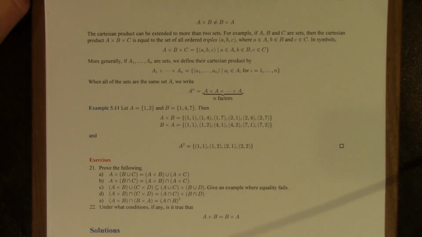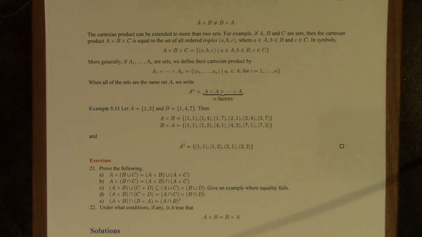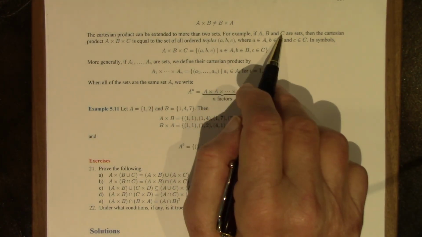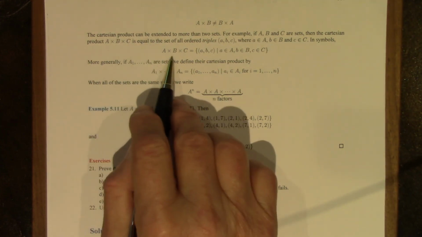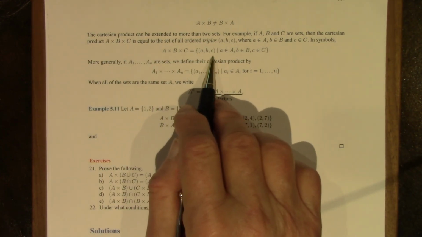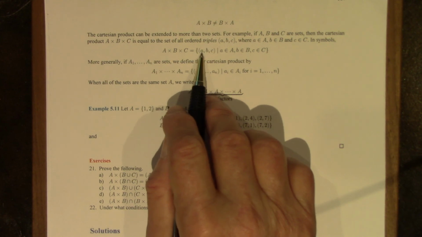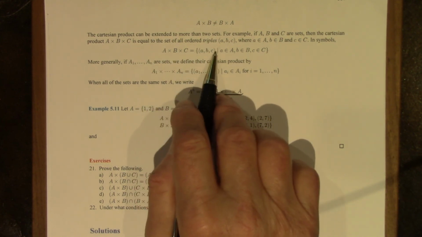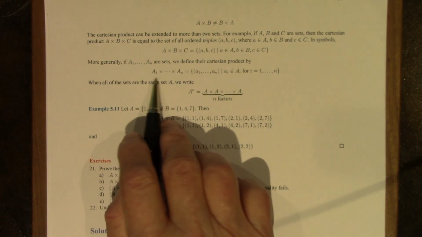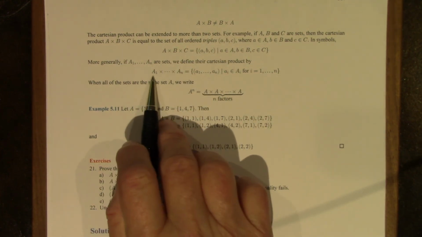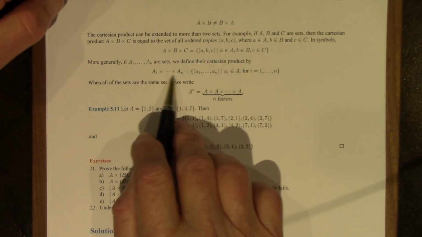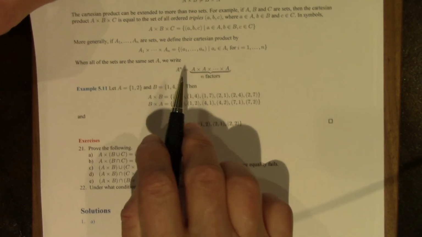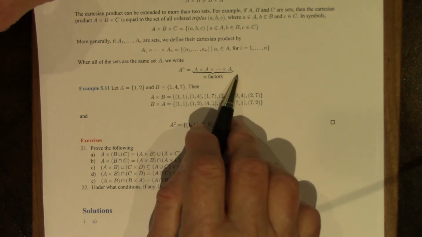The Cartesian product can be extended to more than two sets. For example, if we have three sets, then the Cartesian product A cross B cross C is just the set of ordered triples. First components come from A, second components come from B, third components come from C. And more generally, we can take the Cartesian product of any finite number of sets. And when the sets are all the same, we use the exponential notation.